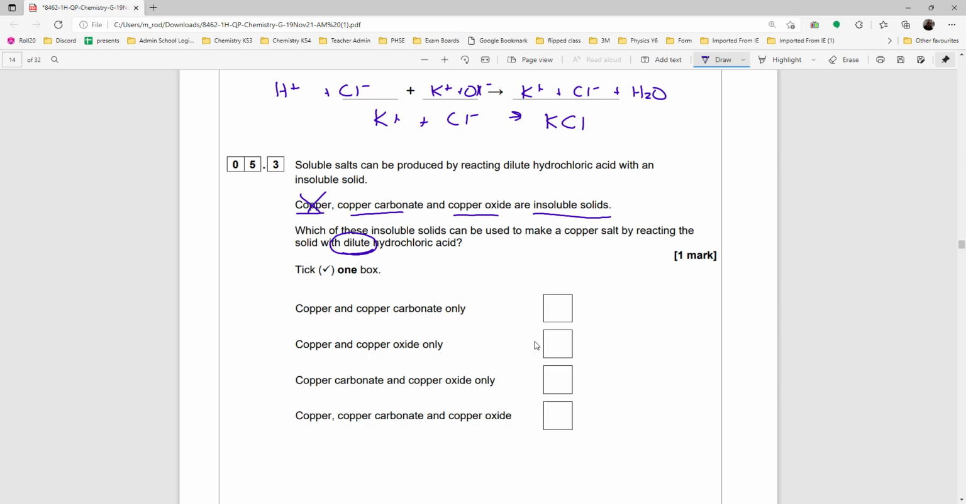Copper oxide is also not as reactive, but I can do it if I heat it or use pretty concentrated, very concentrated acid. But it's saying here it's dilute. It's also not saying that I'm heating it. So I'm assuming that it's at room temperature. I'm assuming it's dilute or pretty weak, which means I'm also not going to have that one. So it should be copper carbonate. But when I go down, luckily they give me some options, so I don't have to be that picky. Copper and copper, no, definitely not. Copper and copper oxide, no, definitely not. Copper carbonate and copper oxide only sounds very promising. And no, definitely not. So it has to be that one.